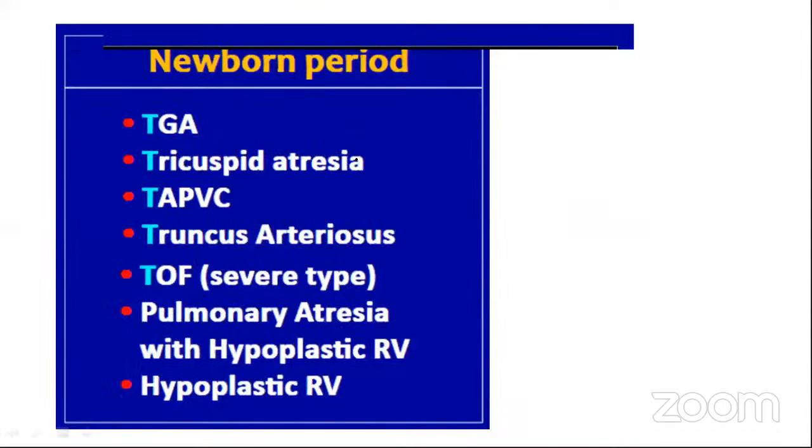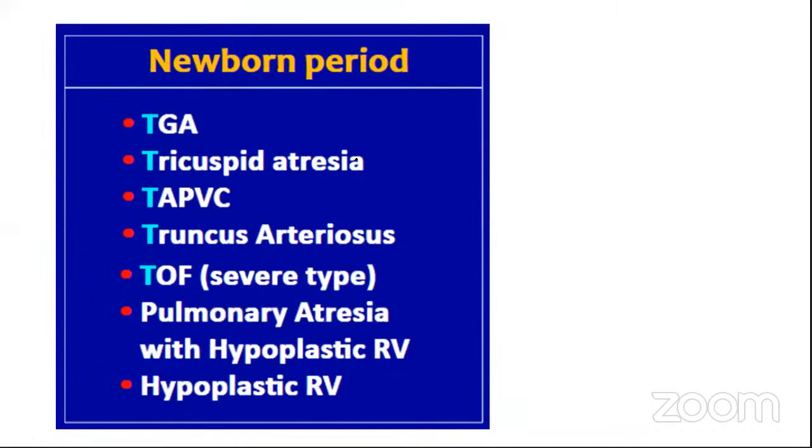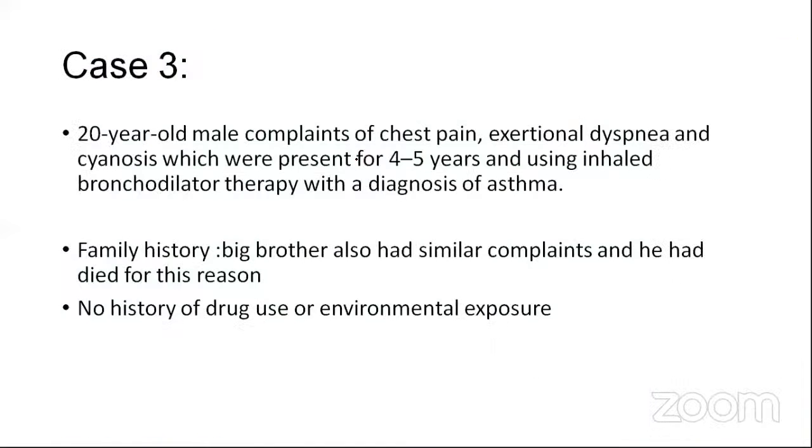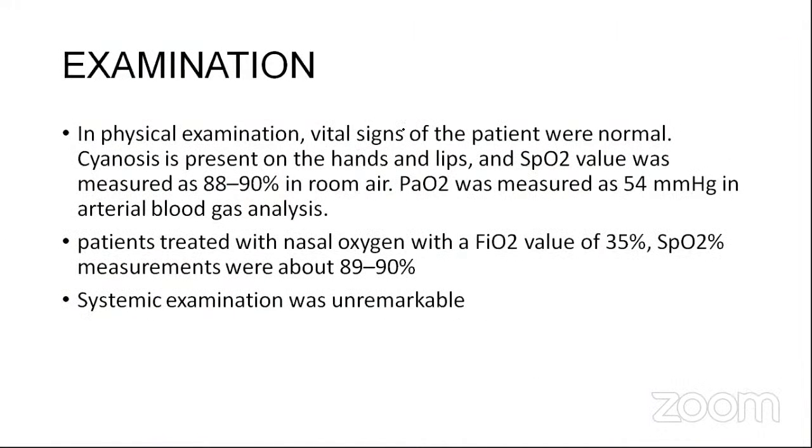I forgot to tell you one small thing. There is something called an intermittent cyanosis. Can anyone tell where do you get intermittent cyanosis? Epstein's anomaly. Excellent, Srishti.